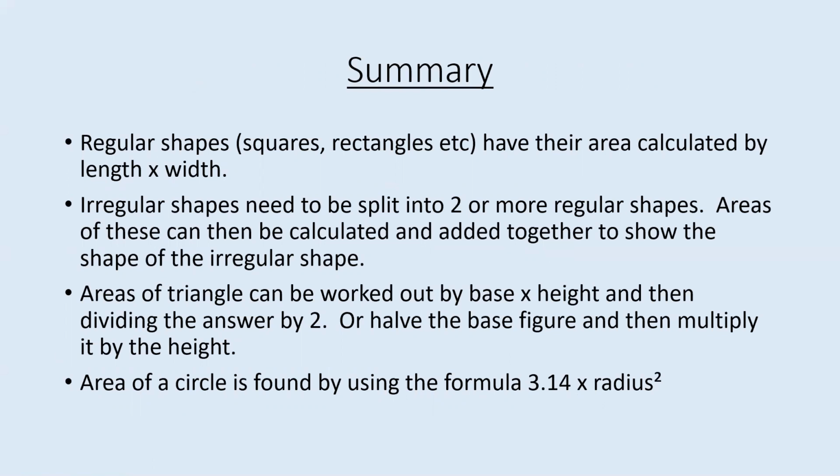So in summary, regular shapes, squares and rectangles, will have their area calculated by multiplying the length by the width. Irregular shapes need to be split into 2 or more regular shapes. The areas of these can then be calculated and added together to show the area of the irregular shape. Areas of triangles can be worked out by doing base times height and then dividing the answer by 2, or halve the base figure and then multiply it by the height. And the area of a circle is found by using the formula 3.14 times the radius squared.